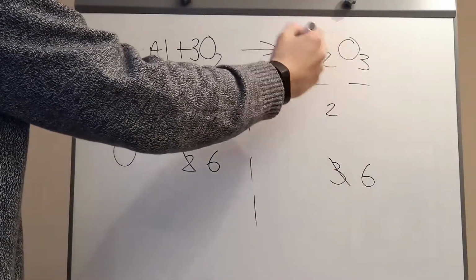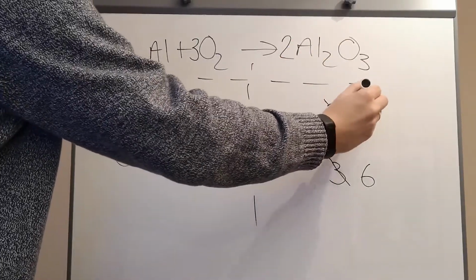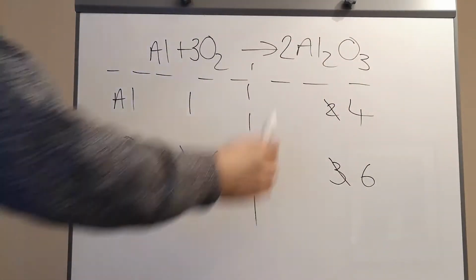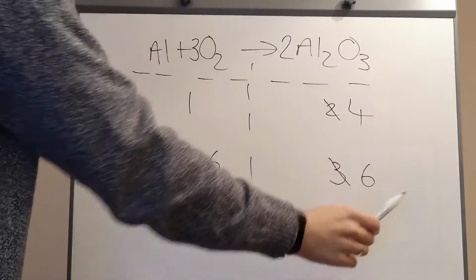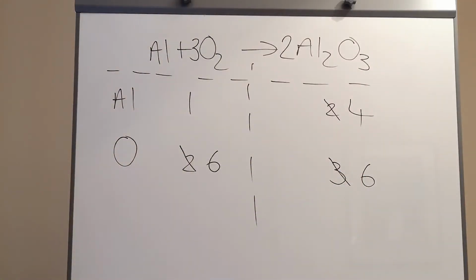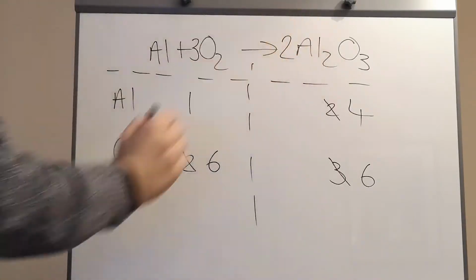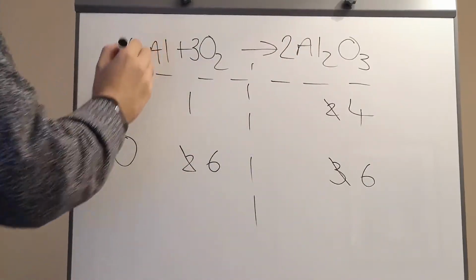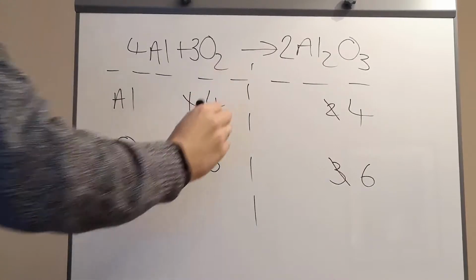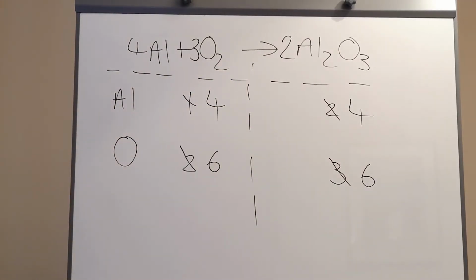I also end up with 2 lots of 2 aluminium, which is 4. 2 lots of 3 makes the 6 oxygen atoms. Because I'd only have 1 aluminium on the left but 4 aluminiums on the right, I put my 4 in front of aluminium and now my equation is balanced.